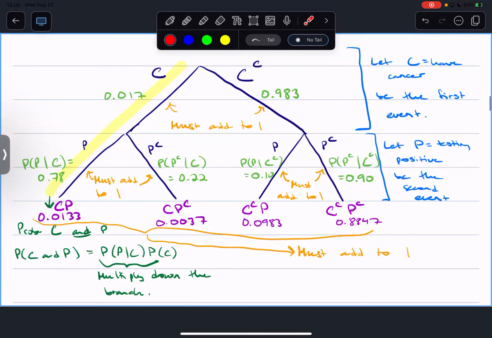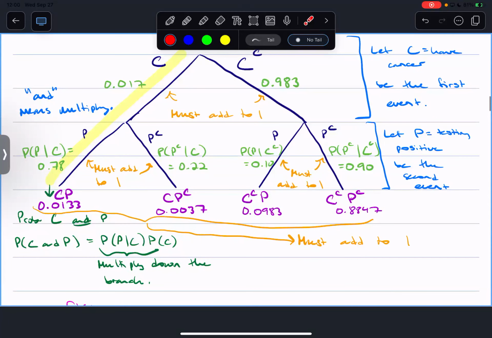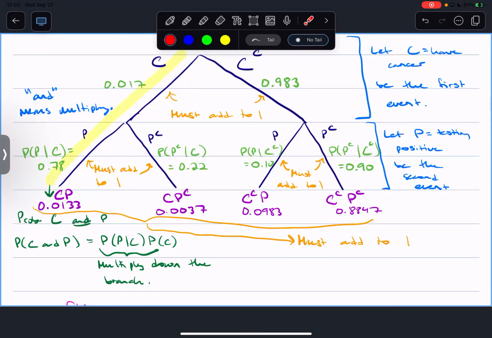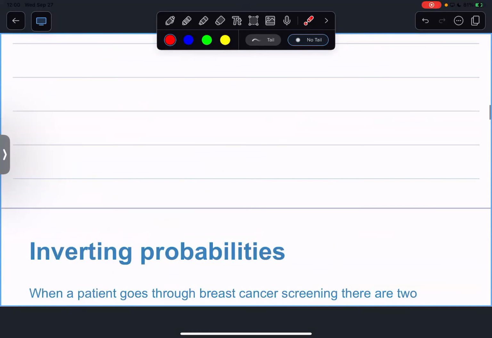So a key thing here is, when we read down this branch, we were saying "and," right? So here, I'll just write a note. And means multiply. There's a question that I'm leading up to. What's the probability that, well, I guess I could do it. I'll go there.